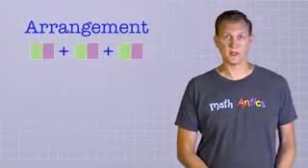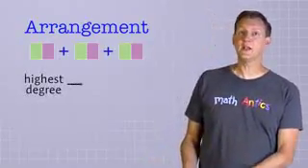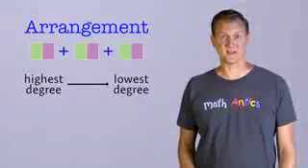Another reason that we care about the degree of the terms is that it helps us decide the arrangement of a polynomial. We arrange the terms in a polynomial in order from the highest degree to the lowest. You know, because mathematicians like to keep things organized.